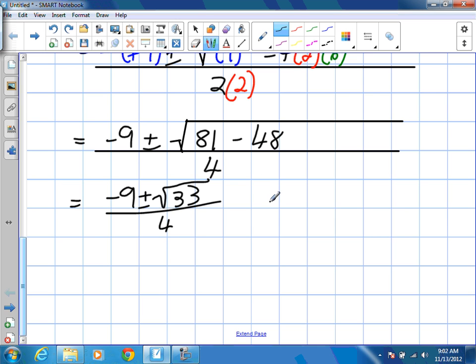Okay? And the reason I'm going to split the equation is because remember we talked about there being a positive and negative answer? Well, there's going to be a positive and negative answer to our square root. So I'll actually find that square root, root 33.